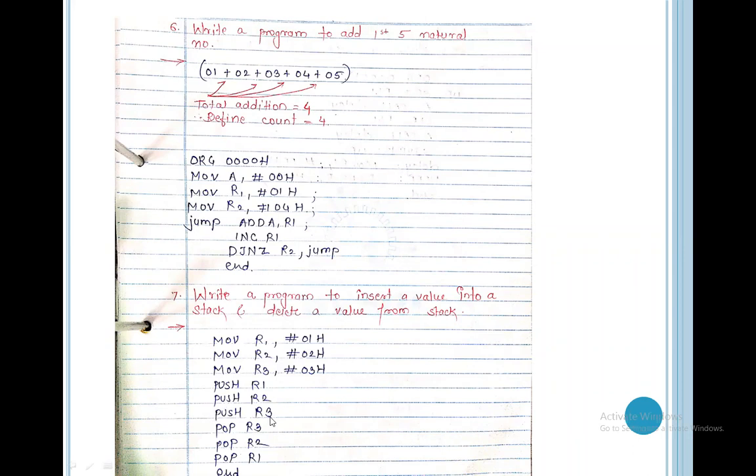Okay. After that, you have to take values from your stack. What do we have to do? Take the last value first. Last in, first out, LIFO, is the logic of your stack. So pop R3. R3 contains the value 03H. Then R2 contains the value 02 and then R1. So first you have to pop R3, then pop R2 and then pop R1.